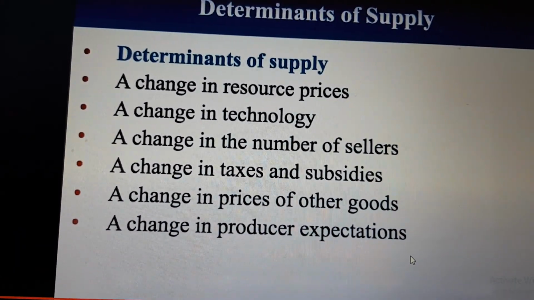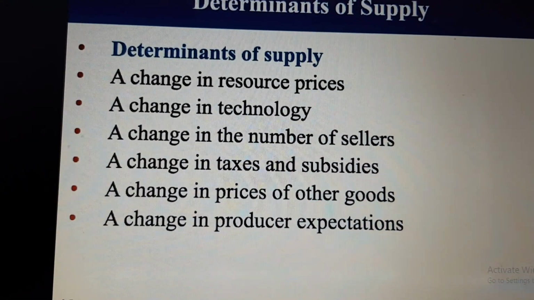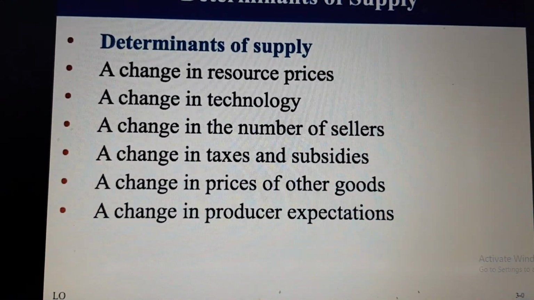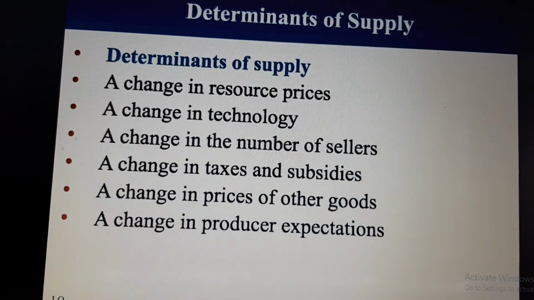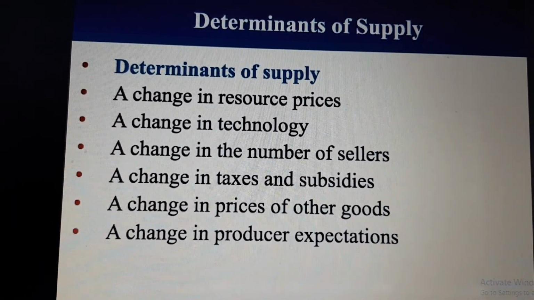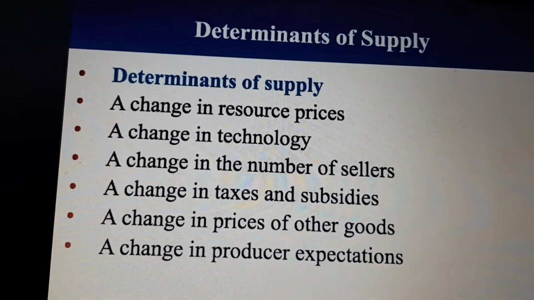A change in technology usually always causes a supply curve to shift to the right. Usually it allows producers to produce more units of that good at a lower cost.